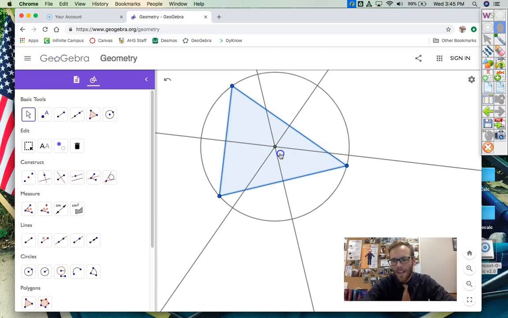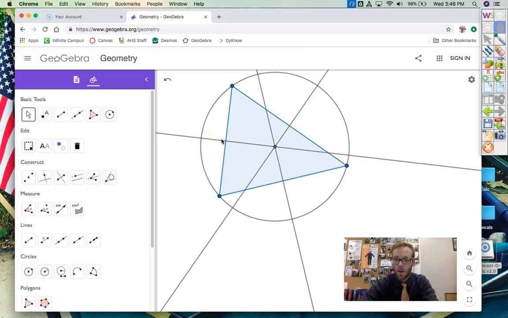This point has a special name. It's not just any point of concurrency. It's called the circumcenter because it is the center of the circle that goes through the 3 vertices of the triangle. Circumcenter. Circle, center, center. It's the center of the circle. Now watch this circumcenter.